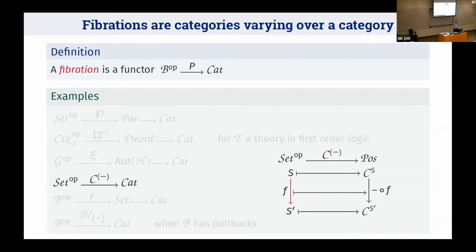What I thought was the simplest example I could propose. Fix any category C and consider, oops, this should not be Pos, this should be Cat, and consider the functor that maps a set S to the S power of the category C in the category of categories, and functions, a function again goes from S prime to S, act functorially on these categories by recomposition.